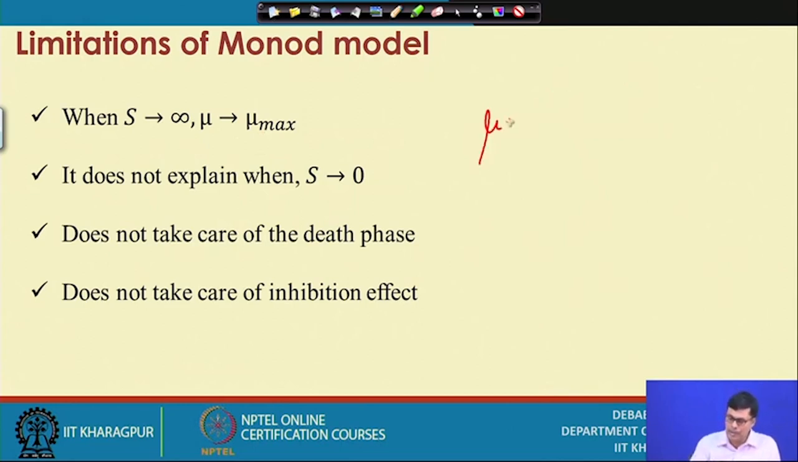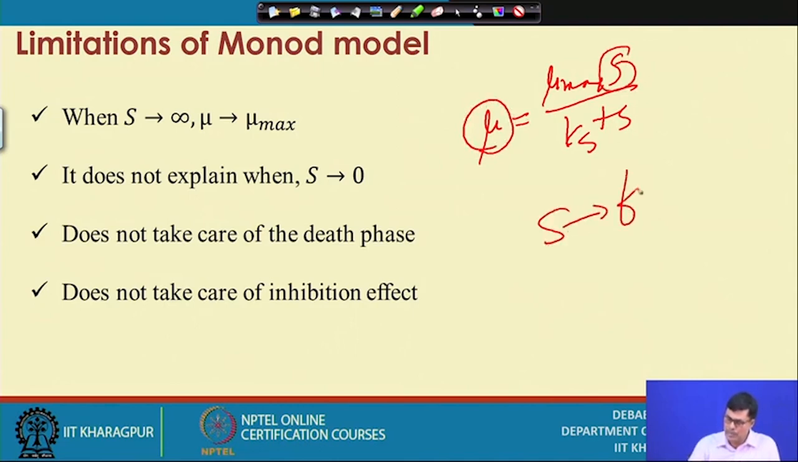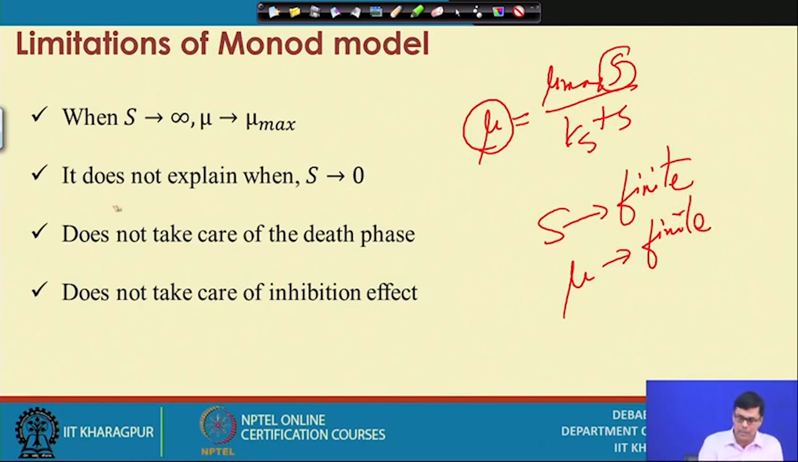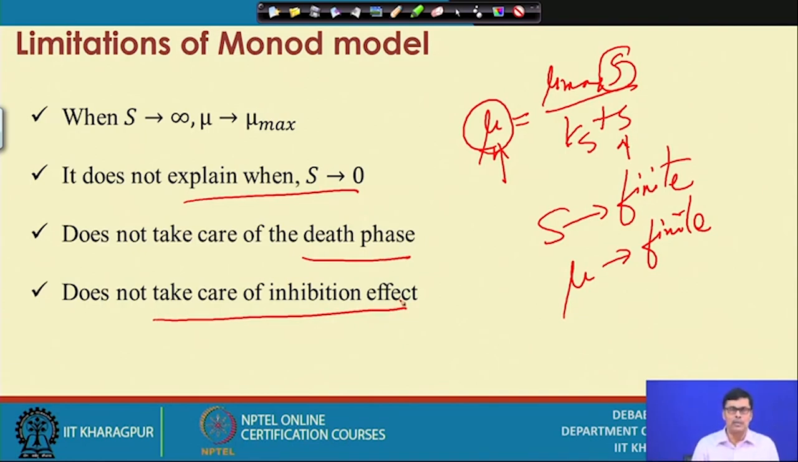Now, another point: when you write this equation mu equal to mu max S over Ks plus S, if S is finite, then I can say mu should be finite. Am I right? So, you can add this here. Another limitation is that it does not explain what will happen when S tends to 0. It does not take care of the death of the cells, because mu only accounts for growth, but in actual practice when cells grow, there is some death of the cells. And it does not take care of the inhibition effect. There will be substrate inhibition and product inhibition that are not considered in the Monod equation.